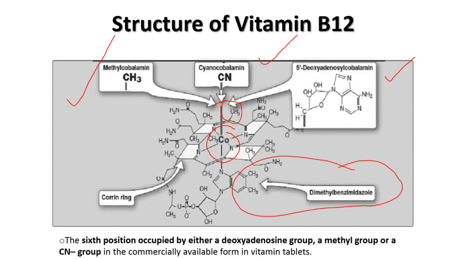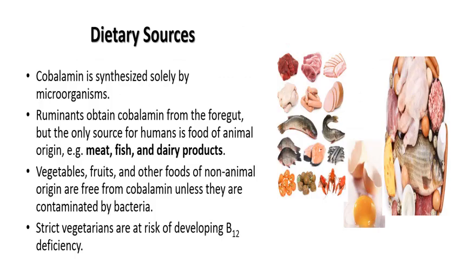Cyanocobalamin is the chemical or commercially available form of vitamin B12. Now the active forms of vitamin B12 are mainly methylcobalamin and deoxyadenosylcobalamin, which are the main active coenzyme forms of vitamin B12.